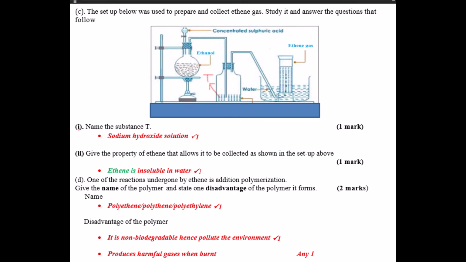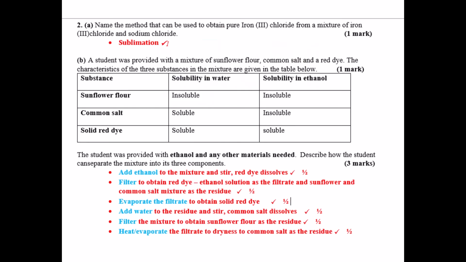Disadvantages of polyethylene, or polythene, as we basically call them: they are non-biodegradable. They pollute the environment because they take a long time to decompose, or rather, they have a long lifespan. Again, if you burn some polythenes, they give off harmful gases.